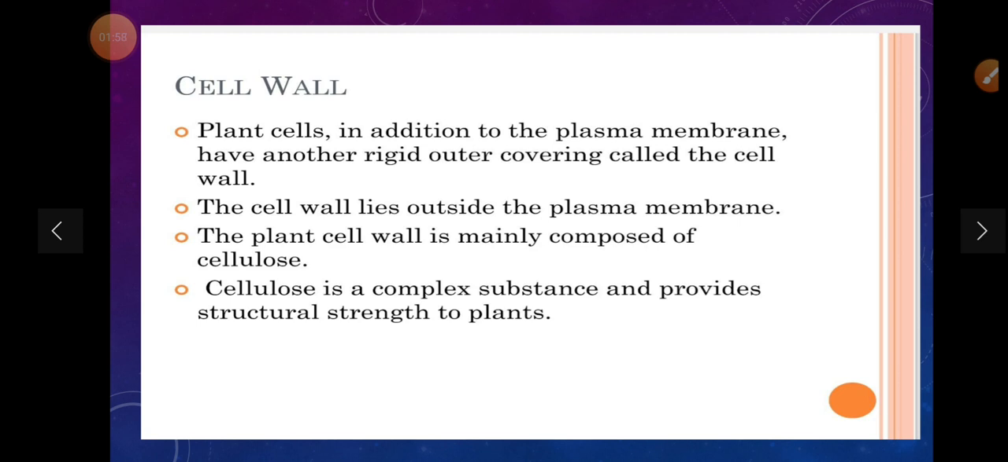Next is the cell wall. Plant cells, in addition to the plasma membrane, have another rigid outer covering called the cell wall. The cell wall lies outside the plasma membrane, meaning that the cell wall is the outermost layer of the plant cell. The plant cell wall is mainly composed of cellulose. Cellulose is a complex substance and provides structural strength to the plants, meaning that the cell wall provides structural strength to the plant.